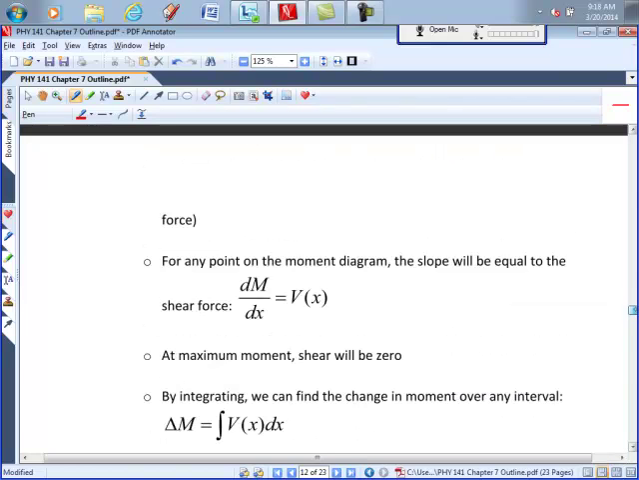All right. Moving on to the moment diagram. The slope of the moment diagram is going to be the value of the shear diagram. By the same argument, the change in the moment over any distance is going to be the integral of the shear force as a function of x.